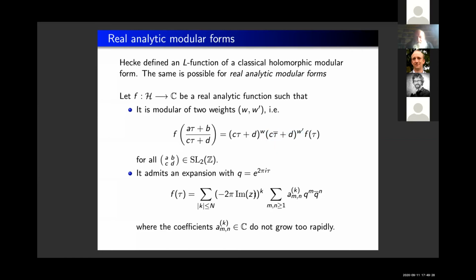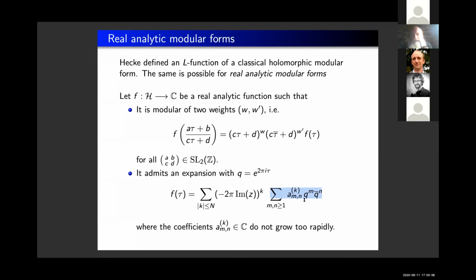I also want it to have an expansion. People sometimes call this a Fourier expansion. I don't know why. It's strictly speaking not a Fourier expansion, but I may lapse and call these coefficients Fourier coefficients. I think we tend to think of them as kind of generalized Fourier coefficients. But the expansion is that it's a polynomial, so it has a finite number of terms, of some power of the imaginary part of z times some power series.